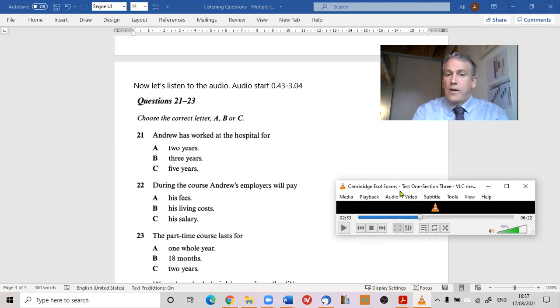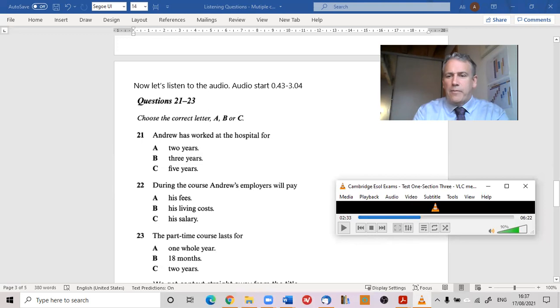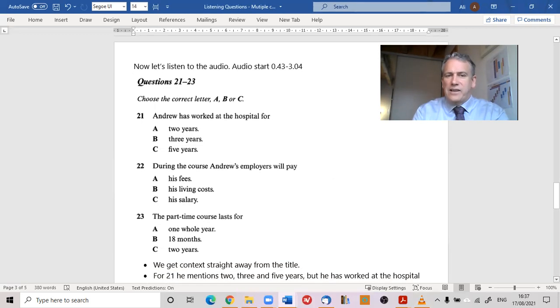So he says, my office has agreed to pay for the course itself. He doesn't directly say, my employers will pay my fees. They talk about the costs. So costs is a bit of a synonym for fees there.